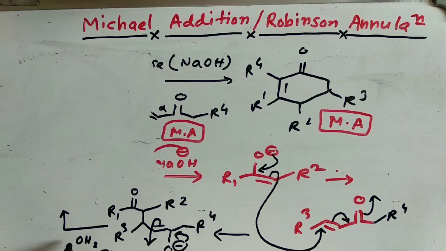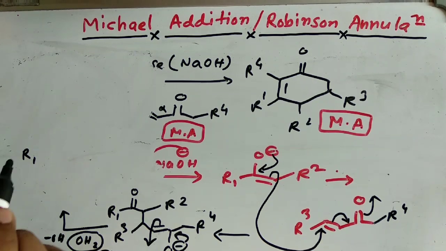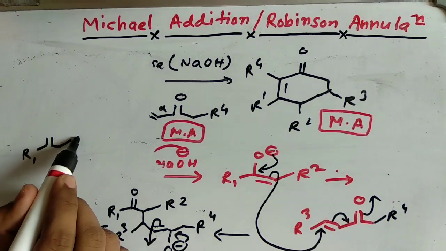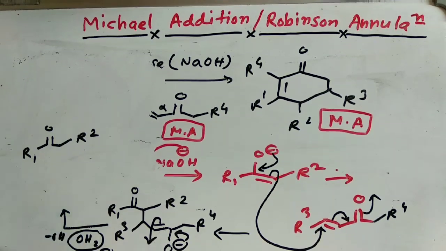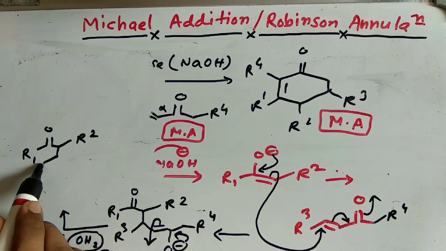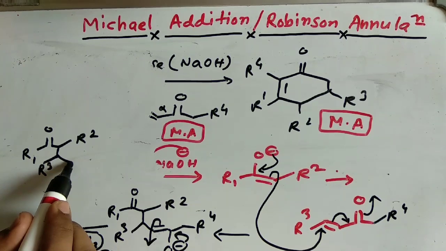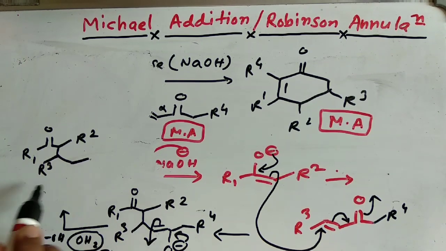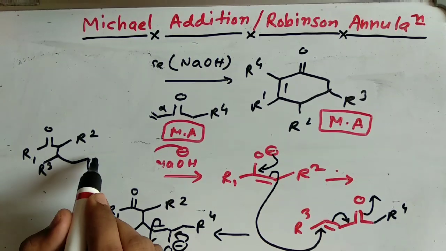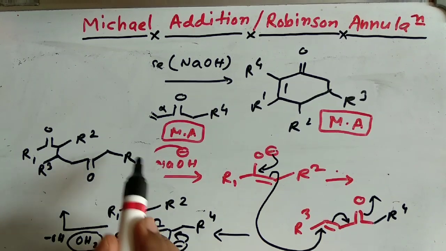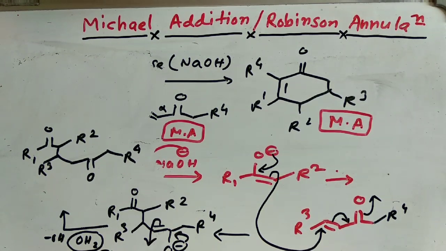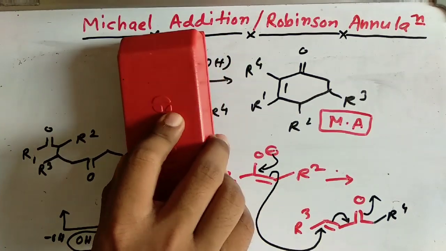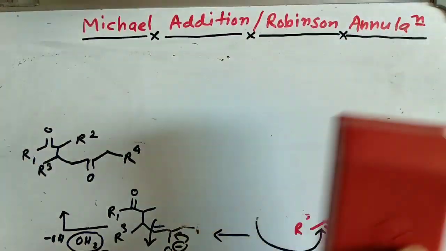When OH minus leaves from this H2, the deprotonation of the system will occur, and the product we get is like this. This is R3, double bond O, CH2 R4. So this is the product in this reaction till now.